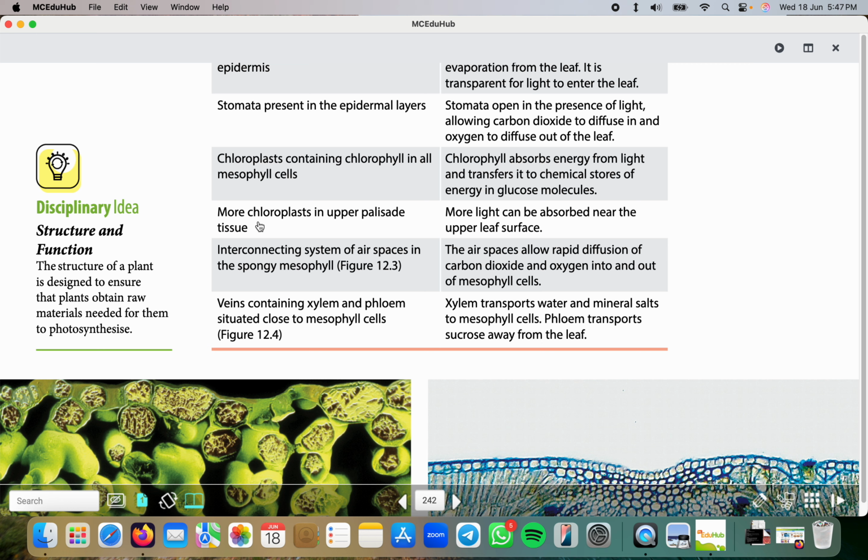There are going to be more chloroplasts found in the upper palisade mesophyll tissue. This is because there's more light that can be absorbed near the upper leaf surface.